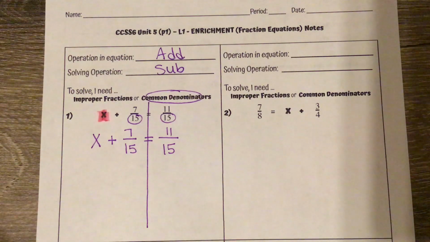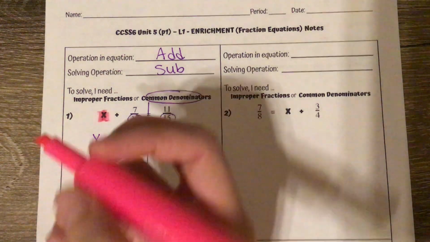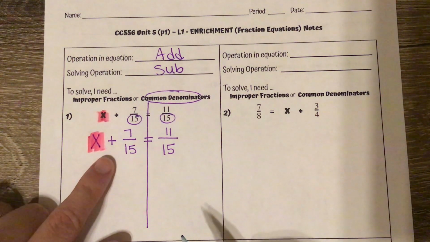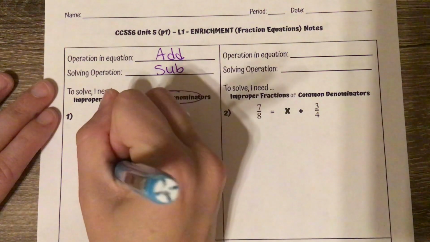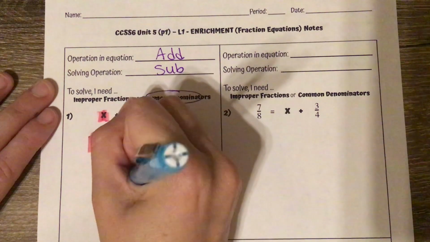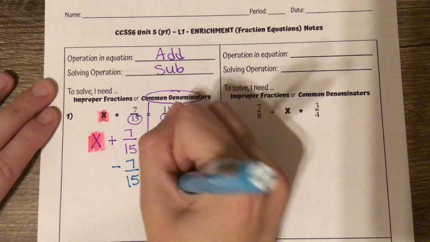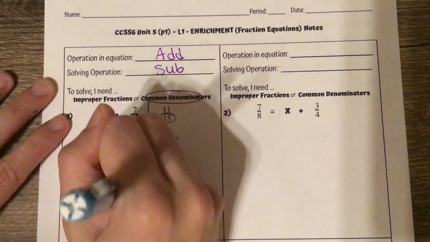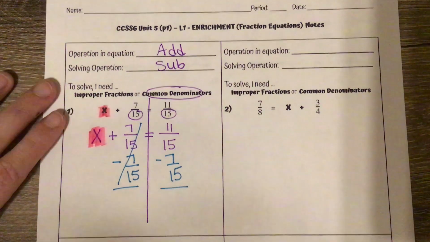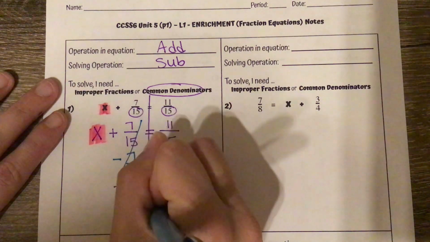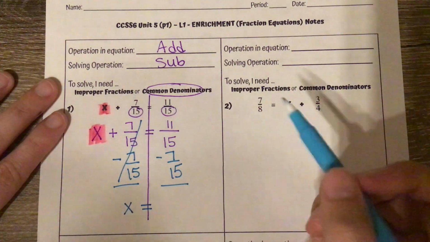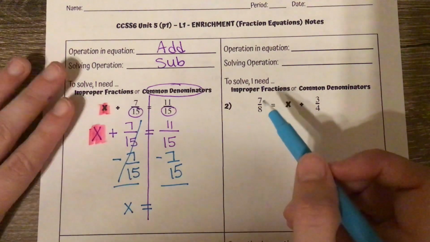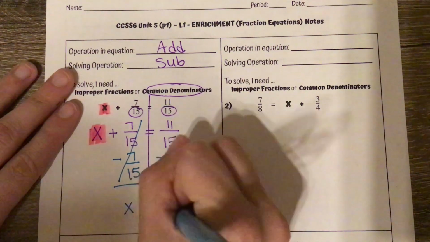We always want to eliminate on the side with the variable. So if you want to highlight it again, our variable's still on the left side. We were adding 7/15, so the opposite is to subtract 7/15 from both sides. On the side with the variable, it should cancel out so that we're left with the variable alone, x. And then on the other side, we're going to actually subtract. We subtract our numerators. 11 minus 7 is 4/15.